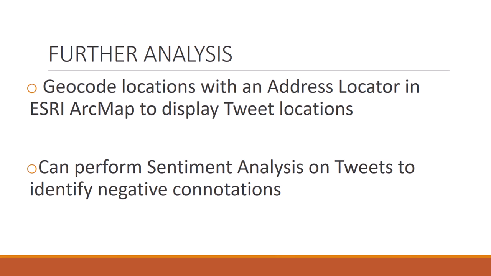Further analysis that can be applied to these data sets is that you can geocode the locations with an address locator in Esri ArcMap to display tweet locations. This is where you take a known address locator such as that state's addresses or tax parcels, and as long as they match up with the description of the tweet locations, you can combine them and create an actual layer on a map displaying physical locations of where these tweets are coming from. So if you have a large amount of tweets coming from a specific area within a city, a town, a state, emergency response personnel can then focus in on that area.